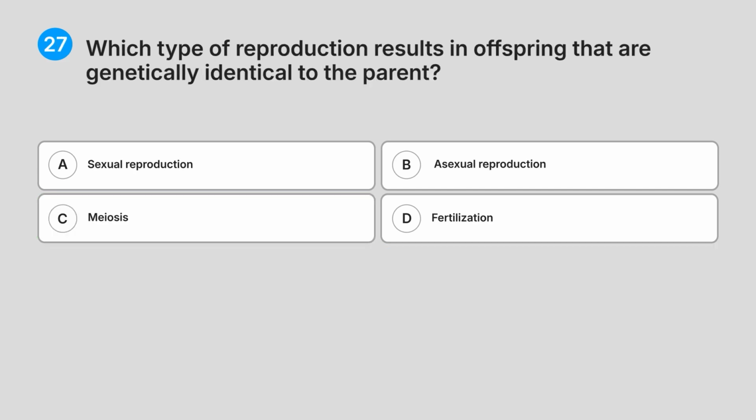27. Which type of reproduction results in offspring that are genetically identical to the parent? A. Sexual reproduction. B. Asexual reproduction. C. Meiosis. D. Fertilization. Do you know the answer?